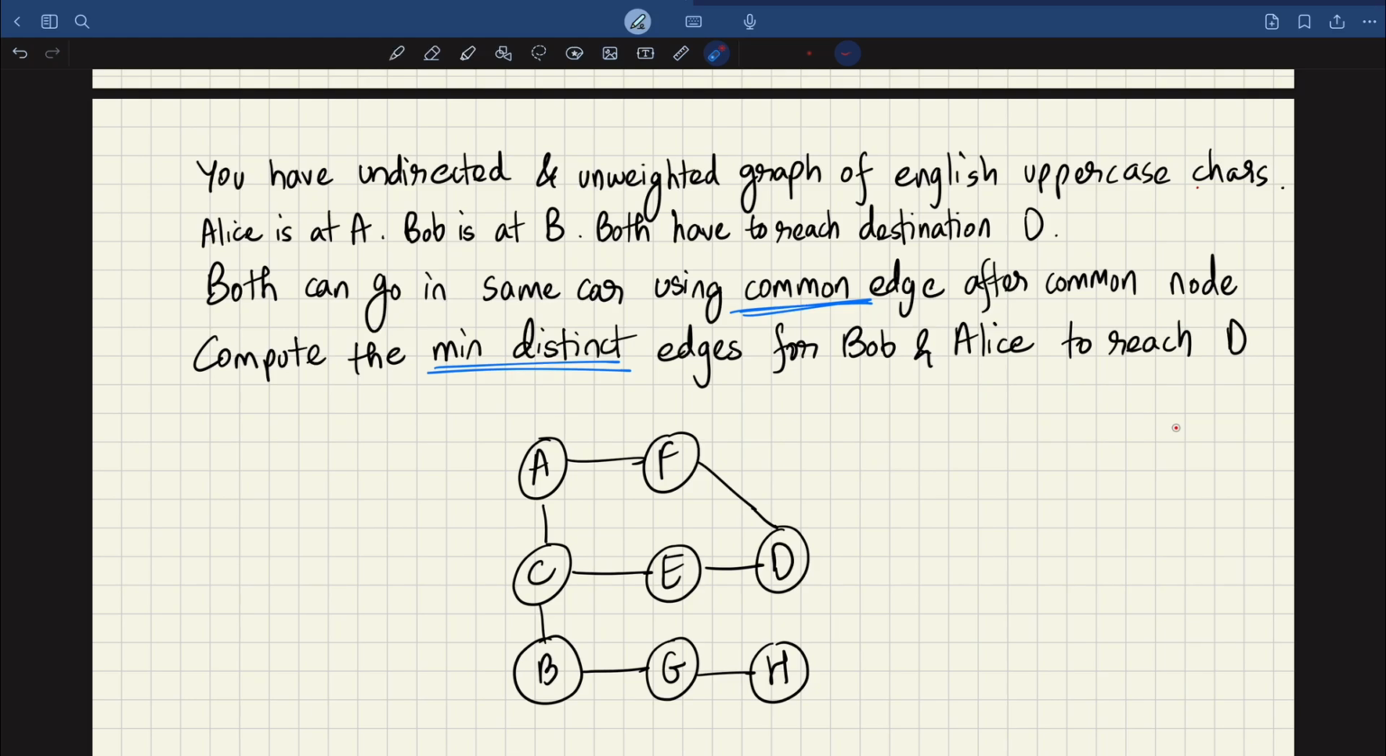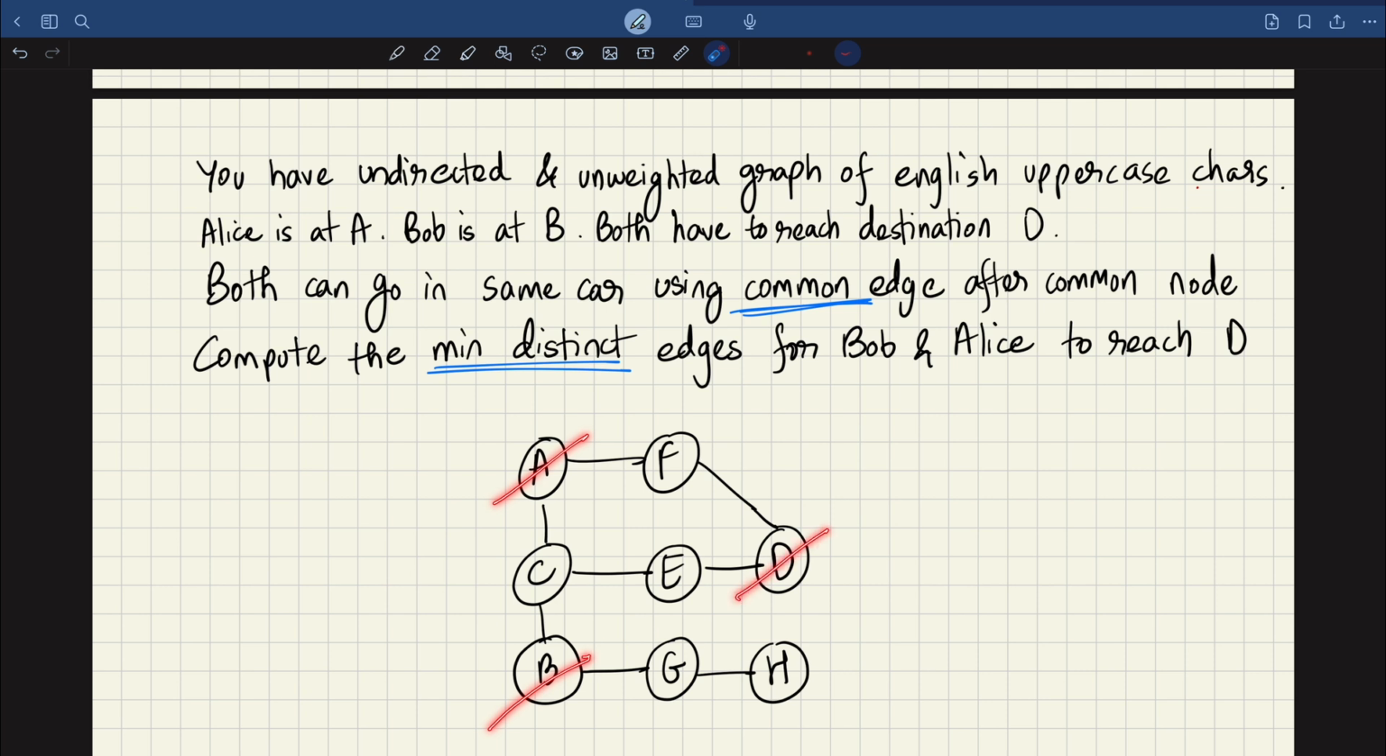Hi guys, in this video we would be solving a DSA problem which was recently asked in Google phone screen round. So in this problem we have an undirected and unweighted graph, okay? And all the nodes are nothing but English uppercase characters. LS is represented by A, Bob is represented by B, and the destination is represented by D.